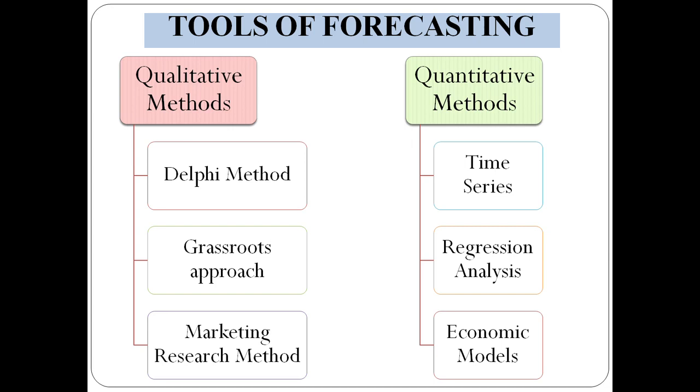Now coming on to quantitative methods, they are the statistical models which will be applicable only when the data is available to you. When the quantitative data is available to you, historical data is there, and it is being expected that whatever past patterns have been there, they will be repeated in future. Then only you can go through these quantitative methods and predict accurately the future trends.